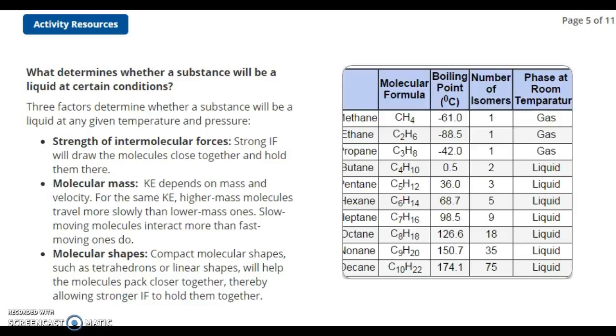What determines whether a substance will be liquid at certain conditions? Now, I know most of you are thinking, well, isn't it just how hot it is? Partially, but there's a little bit more to it. 3 factors determine whether a substance will be a liquid at any given temperature and pressure.